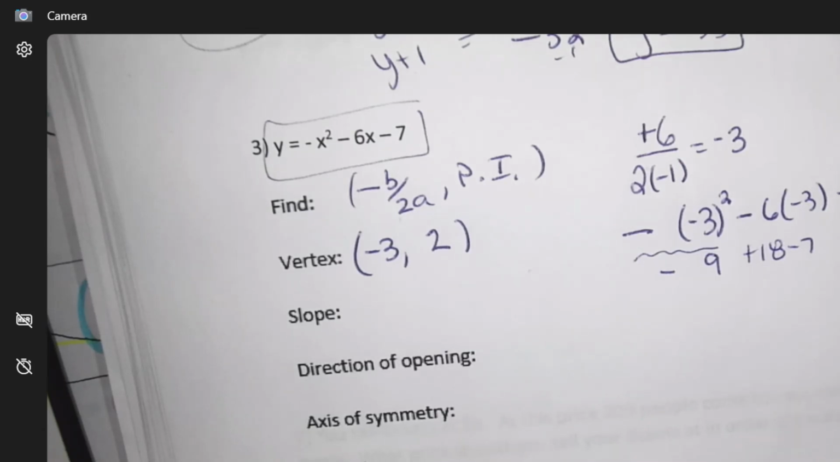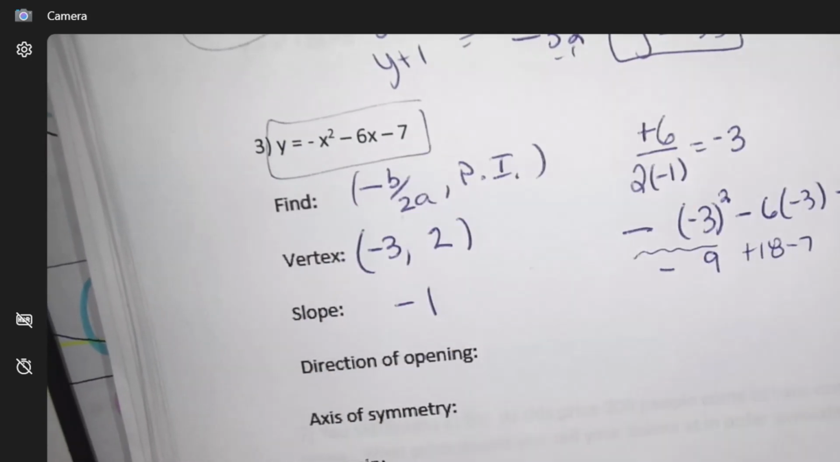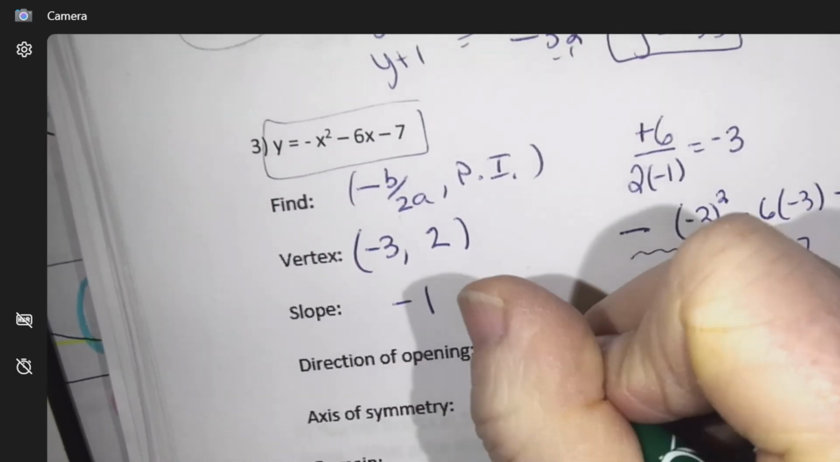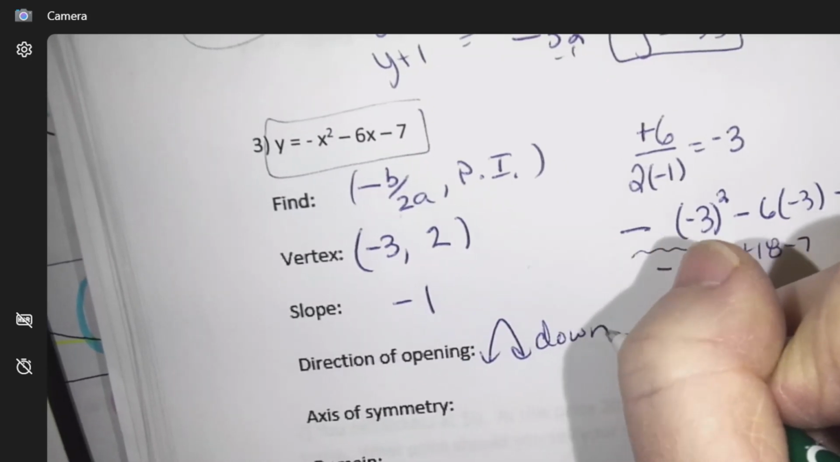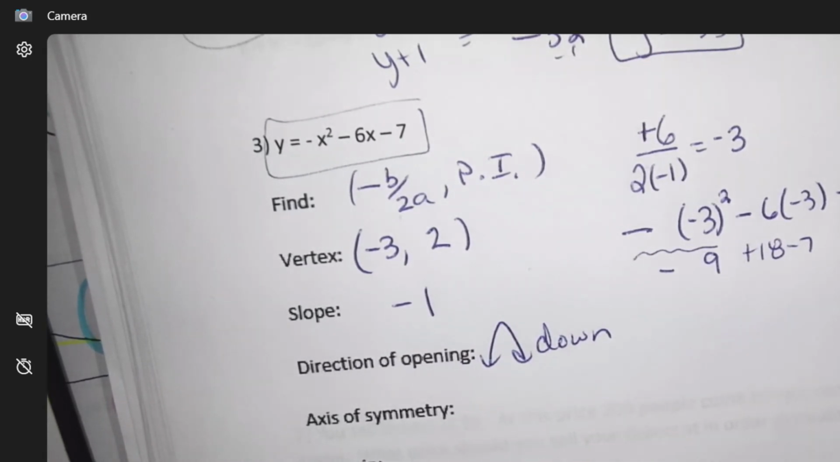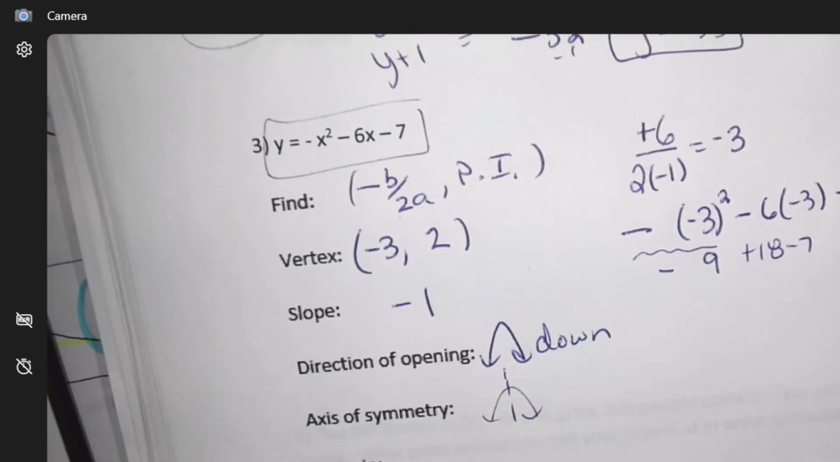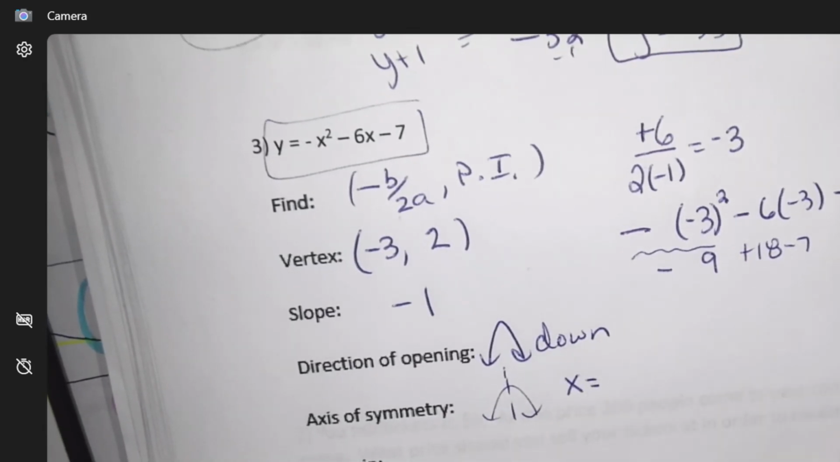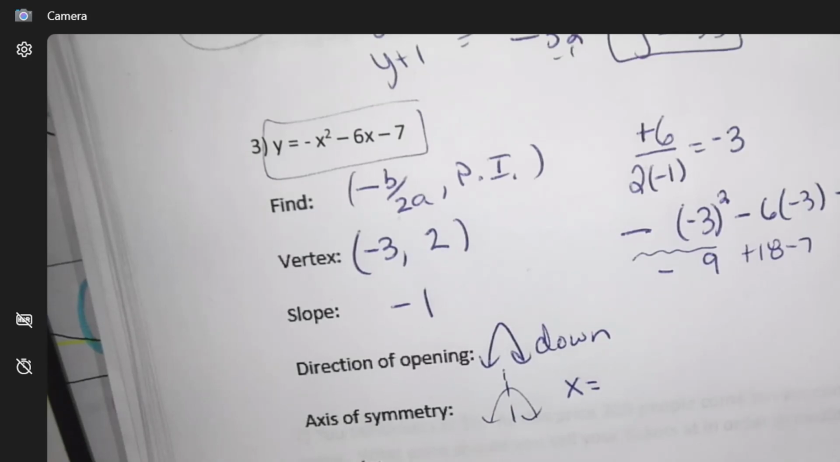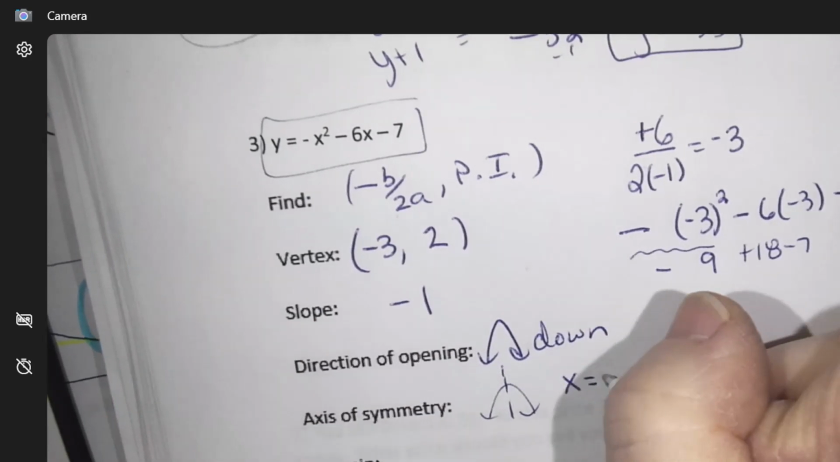Okay, the slope is the multiplier, so how many x squareds would you have? Negative 1. So what does that tell me? It's going to open downward again. The axis of symmetry is cutting it in half. You must have an x equals on there, or that's going to be a deduction. And which x value should I go right through? Negative 3.